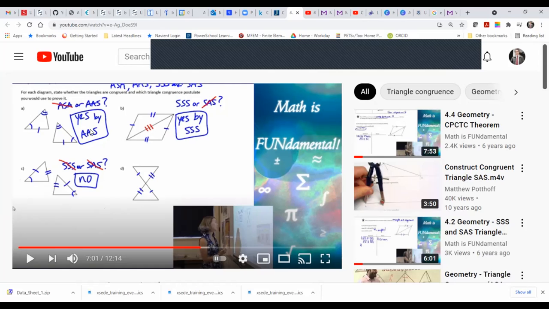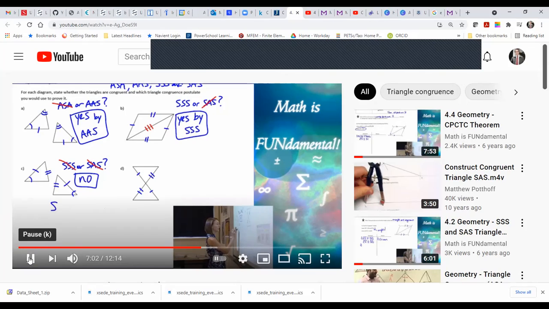So we already used this one. Right? We used this one. But this one is no, because the sides should be right here, not right here. Right? So that's why they say no, right? Okay, does it make sense?